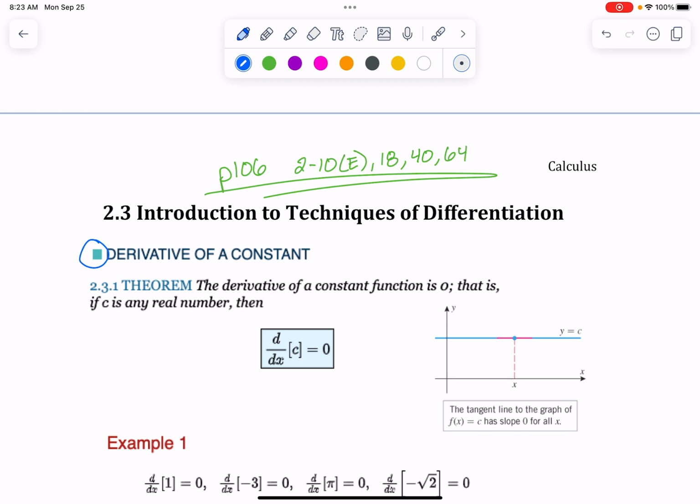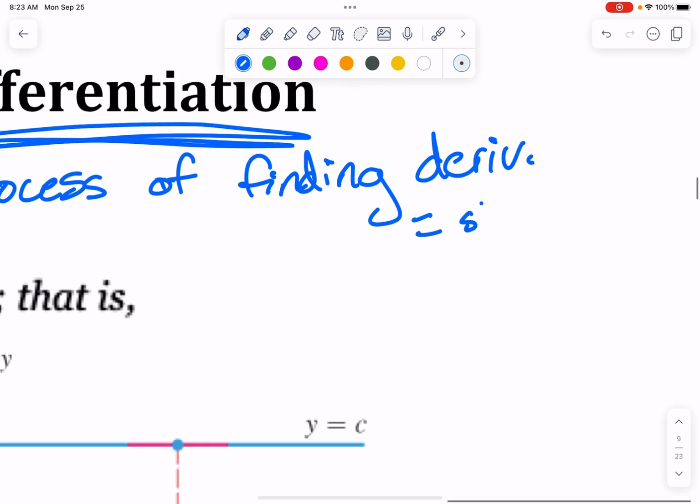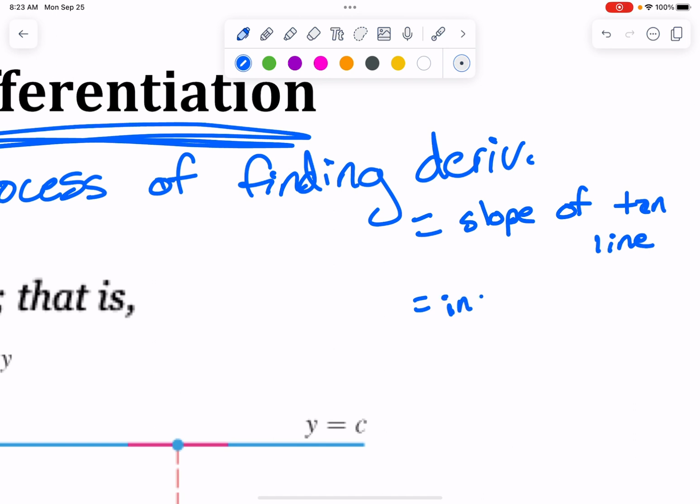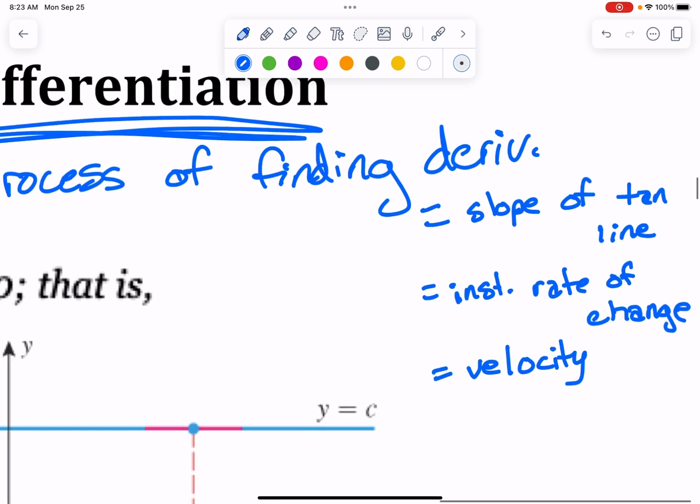So let's talk about derivative for just a second. Differentiation is the process of finding a derivative. And a derivative is equal to the slope of a tangent line. We also said it's equal to instantaneous rate of change, or the velocity at a specific point in time. Okay, so all of those things mean the same thing.